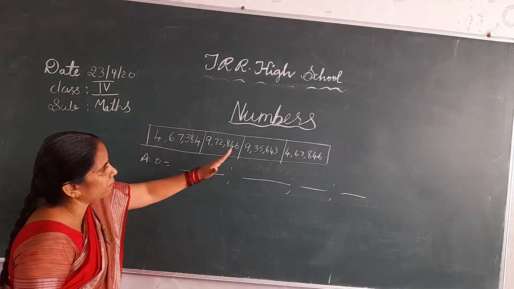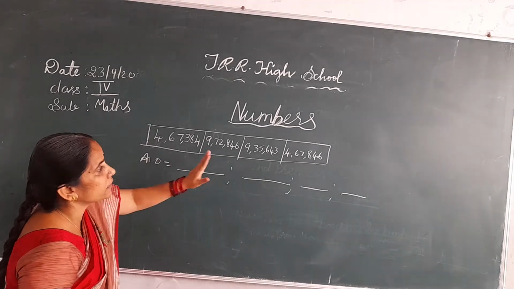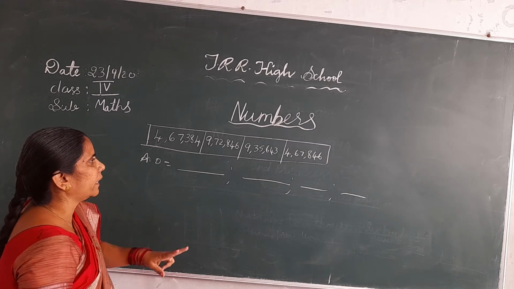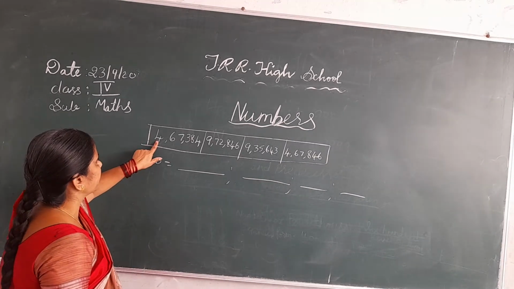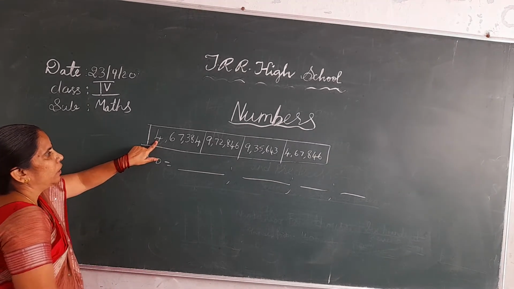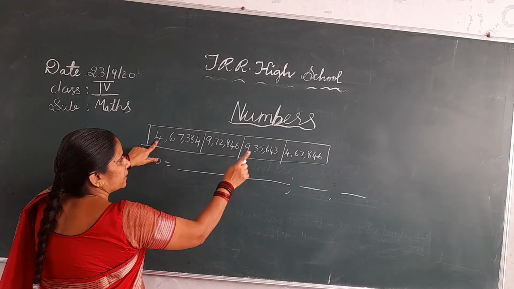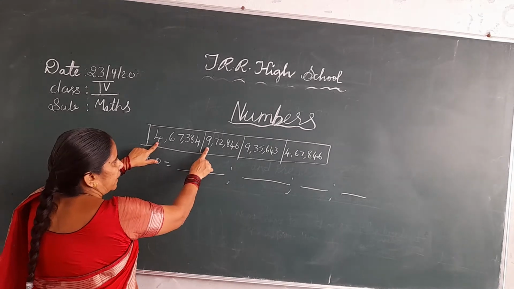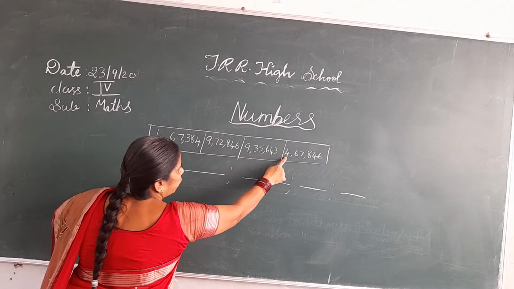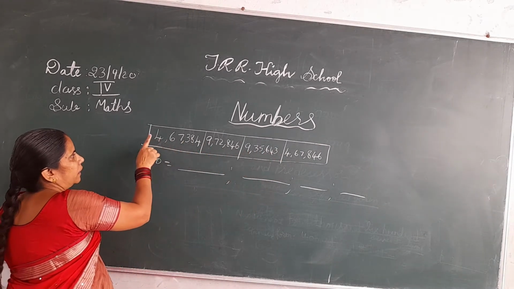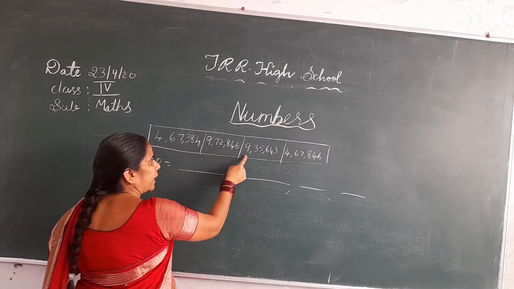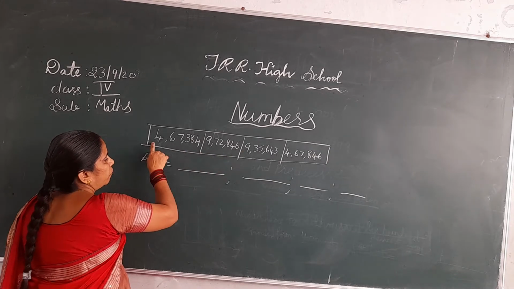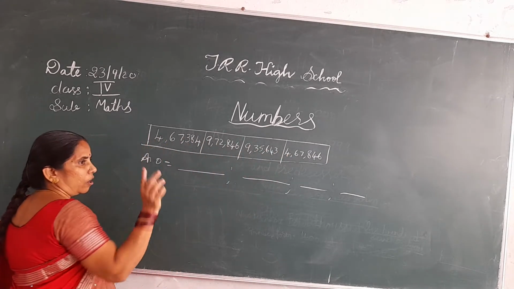Then are all the numbers the same? No. All are 6 digits, that's all, but the numbers are not the same. So what must you do? What is the second rule? See the first place, the lakhs place. You see whether all the lakhs places are different or the same. Here 4 is there, here 9, again here 9, here 4. Here the 9s are the same, the 4s are the same, but all are not the same.